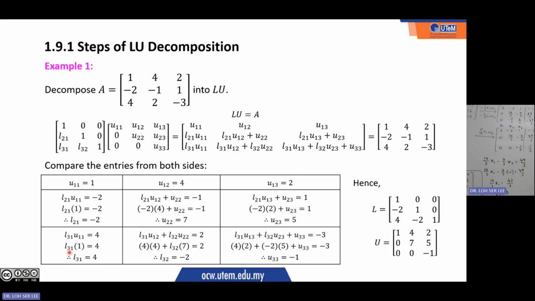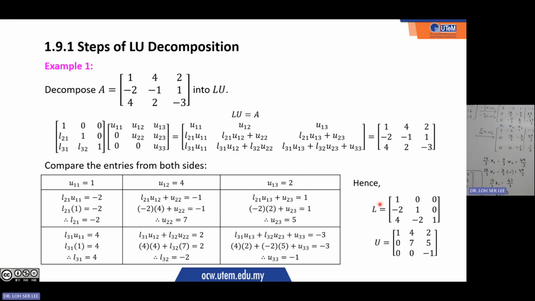You know the U11, then you can find L31. Okay, so this one, you know this 3, you can solve for L32. And the last one, U33, is -1. So once you've found all these U and L, put them into this. Okay, L21 is -2, L31 is 4. L32 is -2. Your U11 is 1. Just take the values, put them into this to form your matrix L and matrix U.